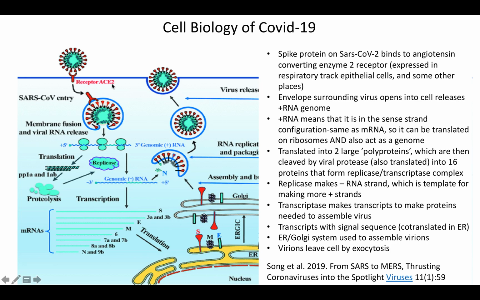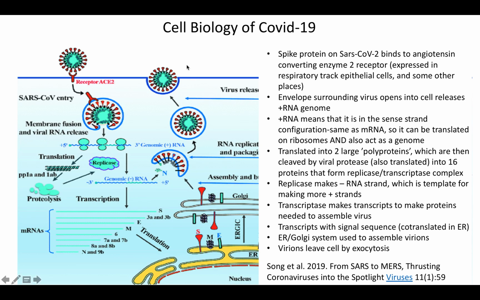Okay, what happens is that there is a receptor in your cell membrane. These are ACE receptors. That ACE stands for angiotensin converting enzyme 2. There's another co-receptor called TMPRSS2 that can also contribute to binding the SARS-CoV protein. And it's the spike proteins on the outside of the virus that are recognized by ACE2.